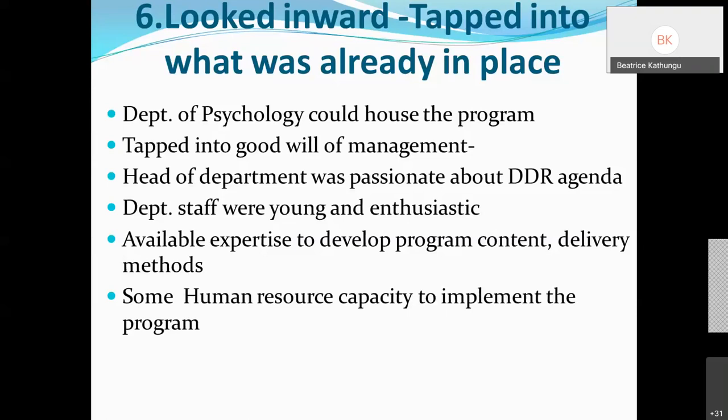Then, of course, we tapped into the goodwill of the management. I was head of department then, so it was easier to take advantage of that. My staff were young and enthusiastic. Of course, like I already said, there was some level of expertise. We had, for example, developed and reviewed our counseling programs over time, the bachelor's, the master's, and the PhD.